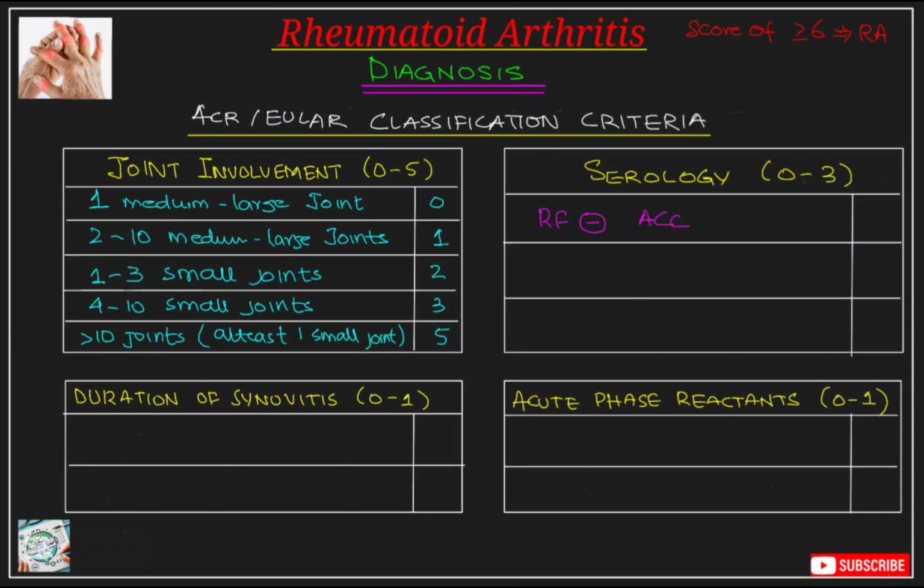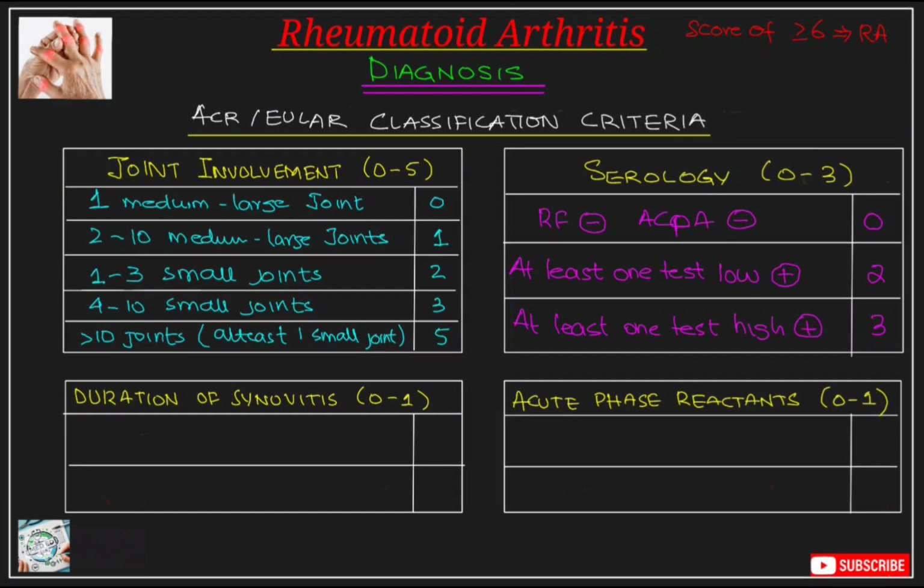If both the rheumatoid factor and the ACPA are absent, it is assigned 0 points. If either rheumatoid factor or ACPA is positive at a low titer, that is about 1 to 3 times the upper limit of normal, it is assigned 2 points. If either rheumatoid factor or ACPA is highly positive, that is more than 3 times the upper limit of normal, then it is assigned 3 points. The presence of a high titer of rheumatoid factor or ACPA is strongly associated with more severe and more erosive disease.